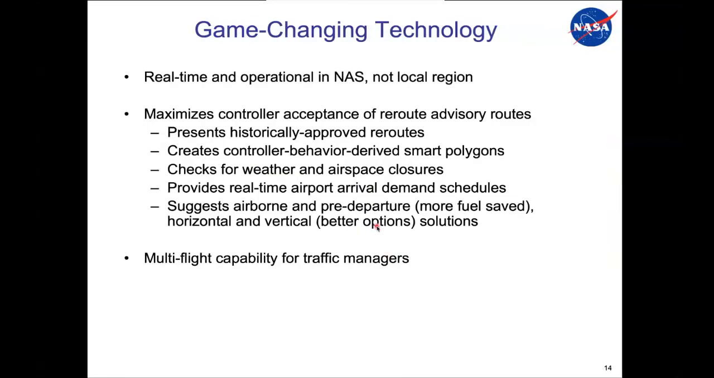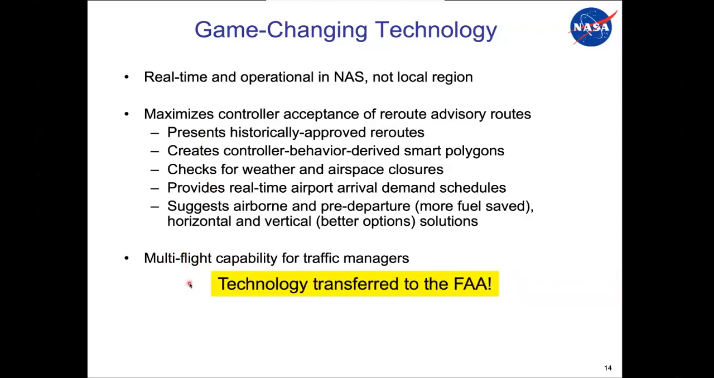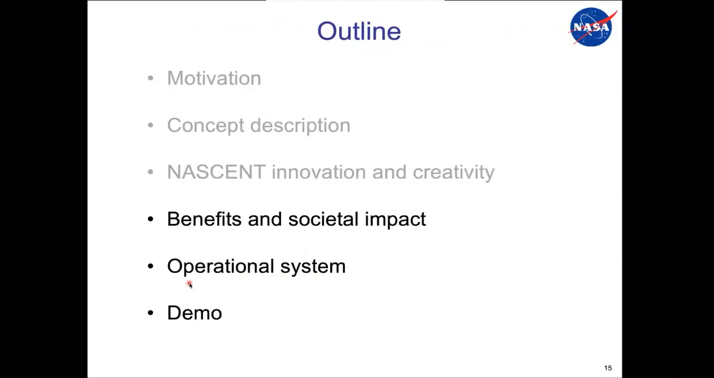And so this Nascent technology is a real-time and operational game-changing technology in the NAS. It's not just for a local region, like just Fort Worth Center or Houston Center or LA Center. It maximizes controller acceptance of reroute advisory routes based on all of the different things that we have put in, so that it becomes an air traffic controller whisperer. And since we can do this for one flight, we can do this for multiple flights as well. And so the FAA was interested in that capability, and this technology was transferred to the FAA a year and a half ago, a couple years ago.